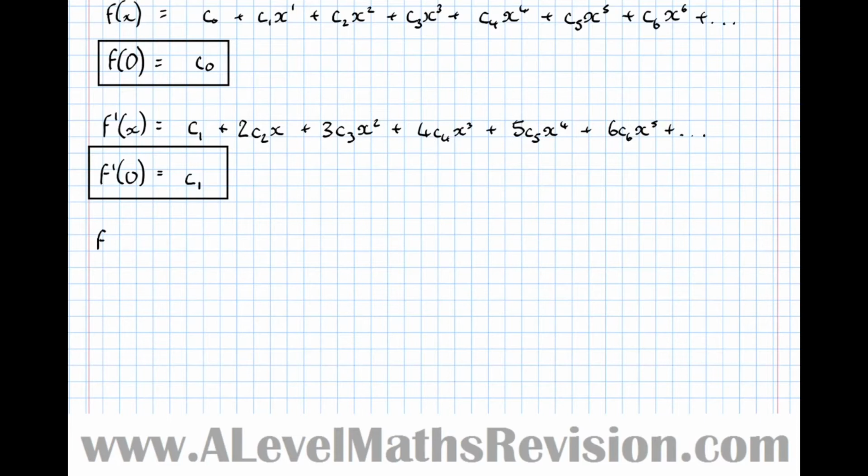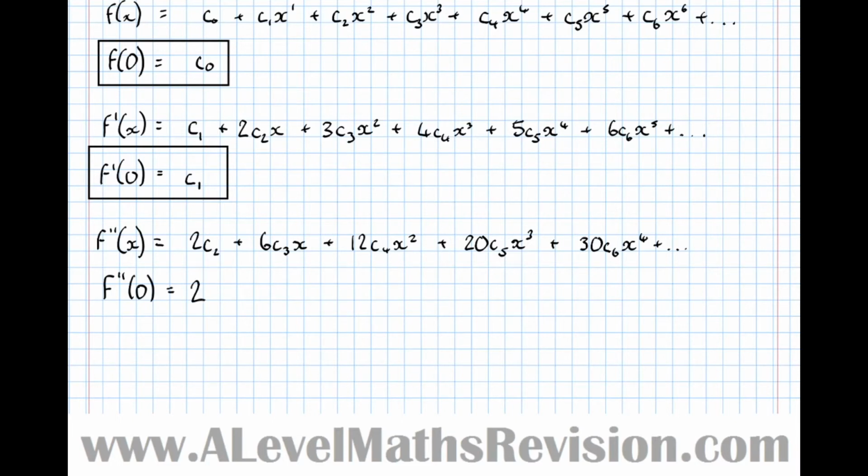So now, let's differentiate again. f double dash x equals 2C2 plus 6C3 x plus 12C4 x squared plus 20C5 x cubed plus 30C6 x to the 4, and so on. And notice that if we sub 0 into this, we end up with 2C2. So f double dash of 0 equals 2C2, and that means that a half f double dash of 0 equals C2. Again, another significant result. Box around that. Let's remember that for later.